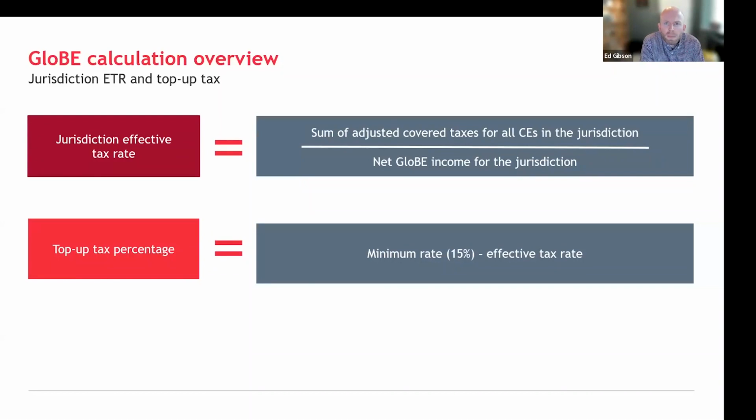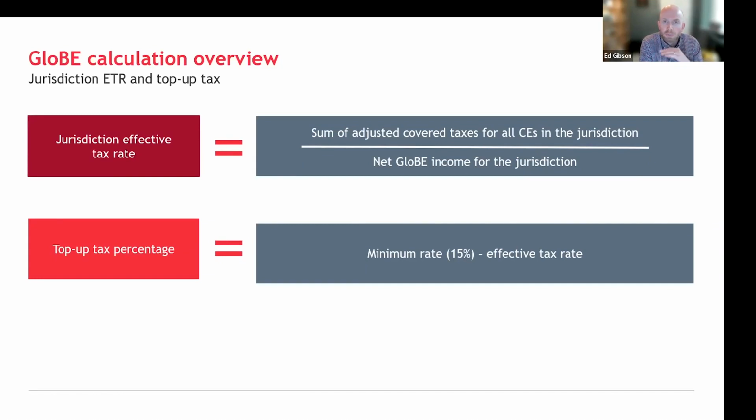So I'm going to start at the end. That is what you're ultimately trying to get to when you do these calculations, which at its simplest is to compare the effective tax rate that you have in each of your jurisdictions that are subject to Pillar 2 with the policy floor rate of 15%. And if you have a rate that is below that 15%, then there will be some top-up tax due in that particular jurisdiction. So how do we get there?